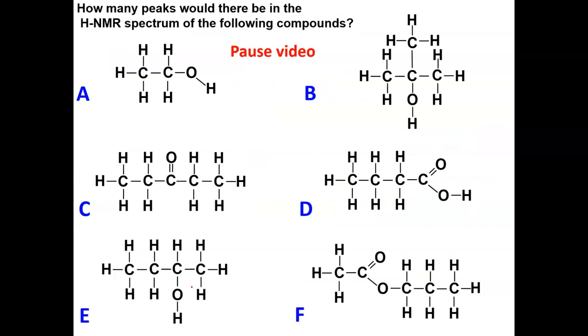Here's a little bit of practice for you. When you're ready, you can pause the video and have a go at working out the number of different peaks that you'd find in each of these molecules. Look for the different number of environments and write down the number of peaks you would see. Pause. Okay, so hopefully you've managed your attempt to identify the number of peaks in each of these six.